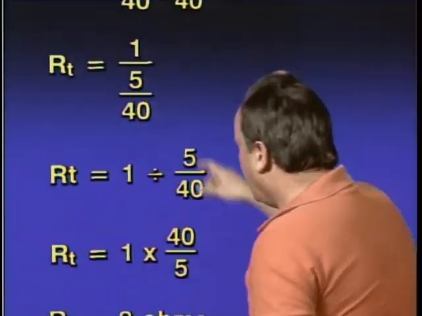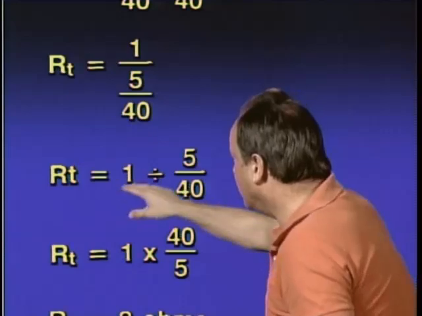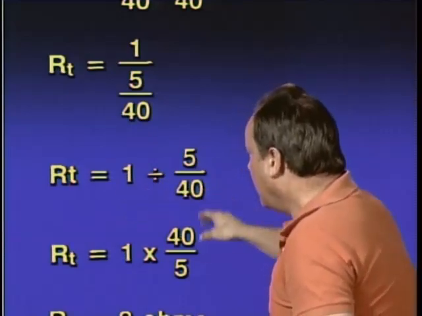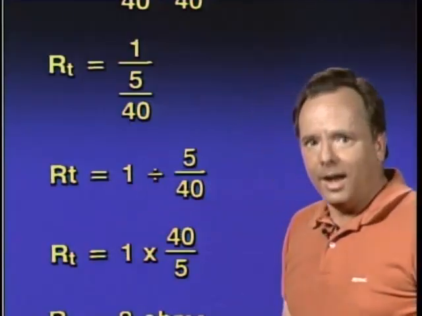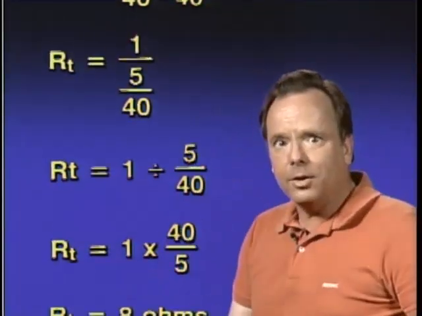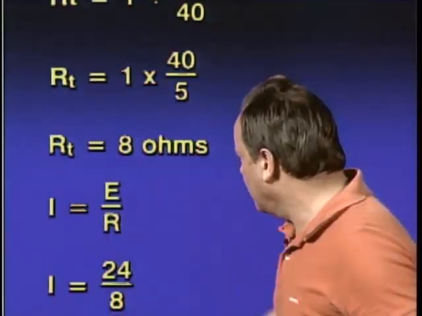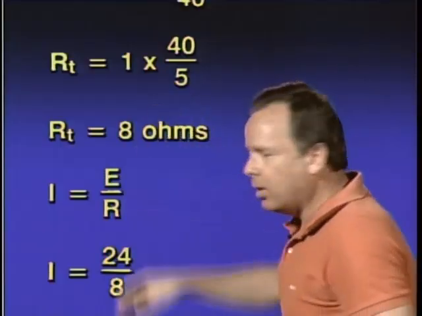Now, let's take a look at what 5/40 works out to. Well, first of all, instead of 1 over 5/40, let's express it another way, 1 divided by 5/40. And to get rid of that division sign, all we have to do is flip-flop the fraction, and it's 1 times 40 divided by 5, and we can use a calculator for that. And 40 divided by 5 comes out to 8, and the resistance is 8 ohms.